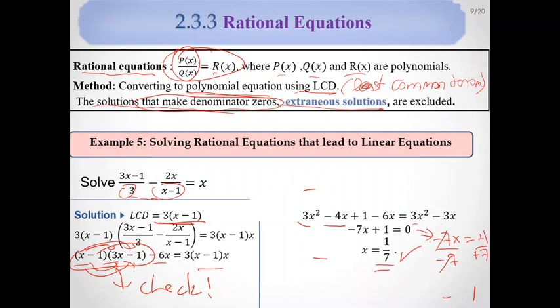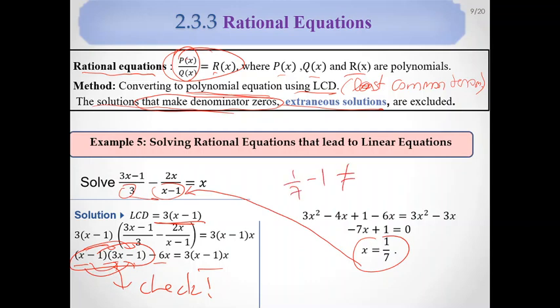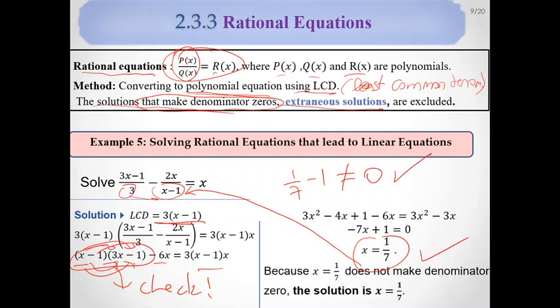You will get plus 1 over 7. And then the next thing you have to do is check this in the denominator, so it doesn't make a problem. So 1 over 7 minus 1 does not make 0, so 1 over 7 is a good solution, not an extraneous solution. So there is no problem. This 1 over 7 does not make the denominator 0, so the solution is x equal to 1 over 7.